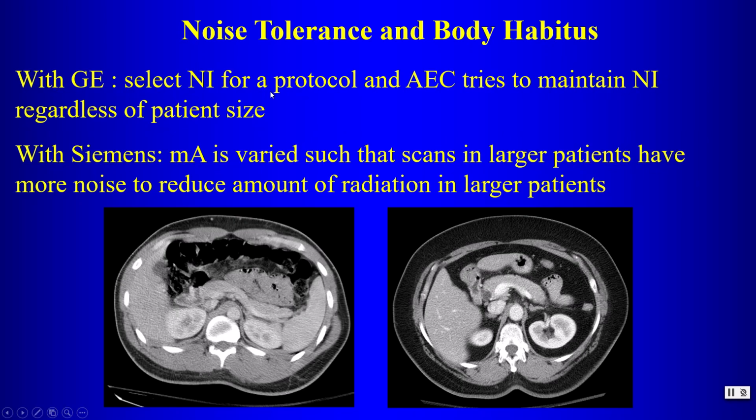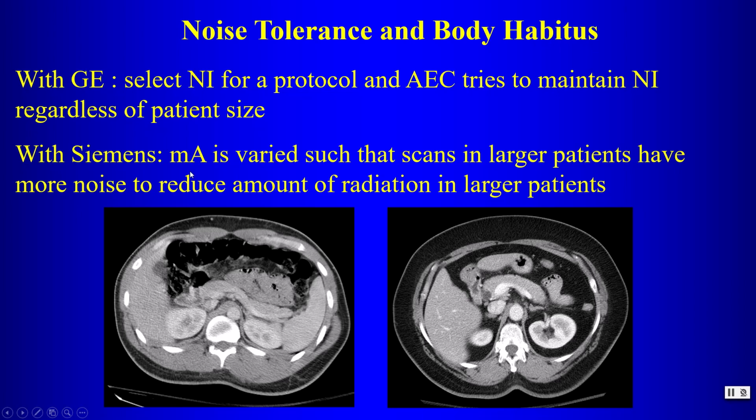With the GE scanners, you would select the noise index for a protocol, and the automatic exposure control will try to maintain that noise index regardless of the patient's size. So if you have a larger patient as opposed to a smaller patient, remember, in the larger patient the scans might be noisier. So on a GE scanner, it will wind up increasing the mA to try to give you the image quality that you're desiring in these larger patients.